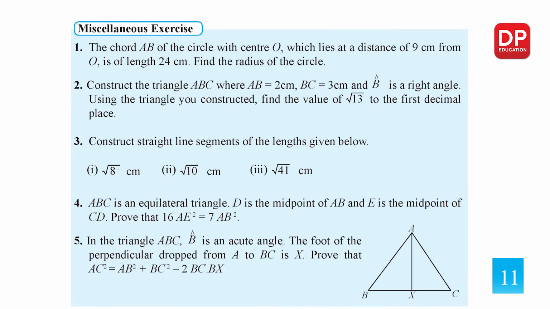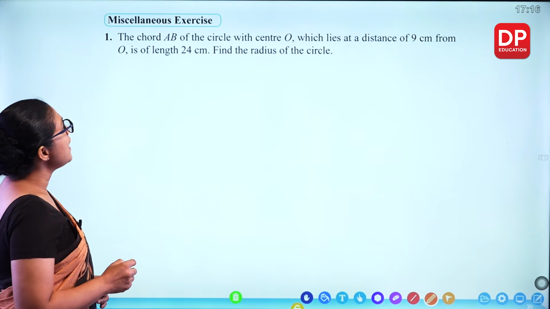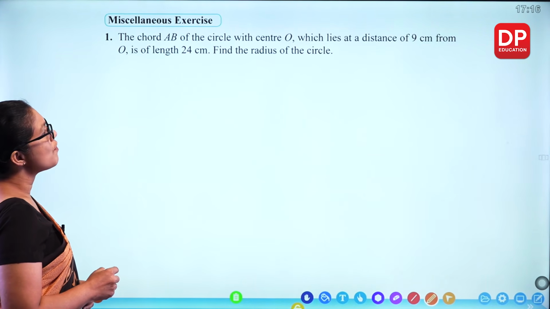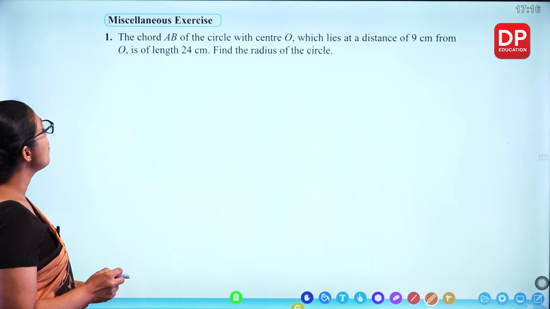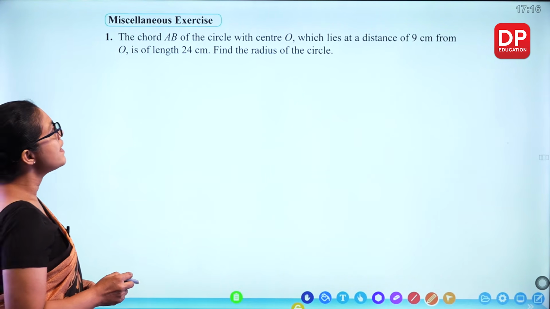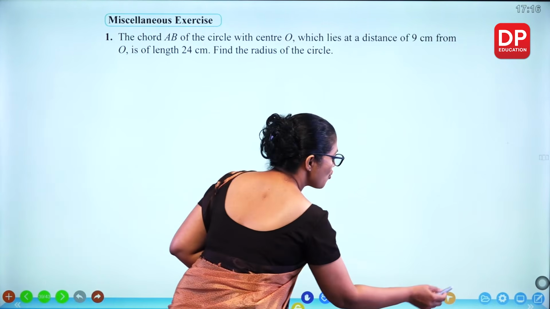Miscellaneous exercise. First one, the chord AB of the circle with center O, which lies at a distance of 9 cm from O, is of length 24 centimeters. Find the radius of the circle. So we'll draw the diagram.